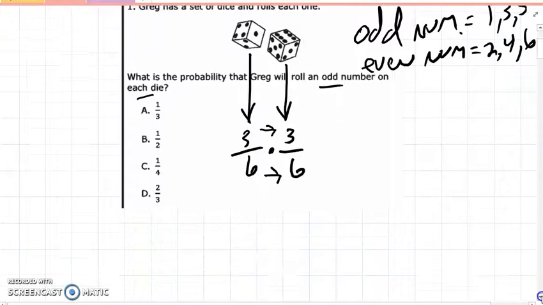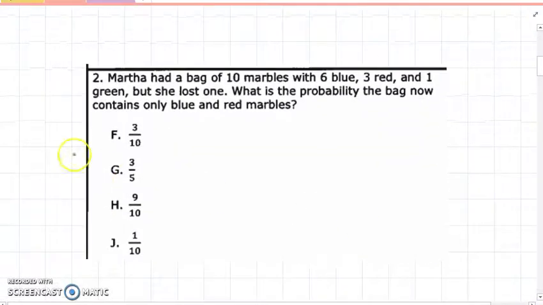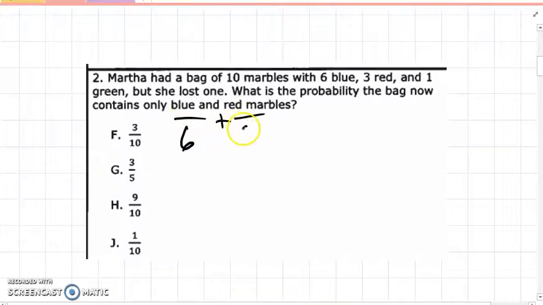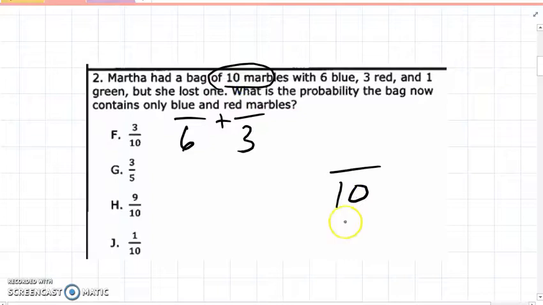Number 2. Martha has a bag of 10 marbles with 6 blue, 3 red, and 1 green. But she lost one. What is the probability that the bag now contains only blue and red? So blue and red means plus. How many blue and red are there? Well, there's 6 blues and 3 reds. How many total marbles? There's 10 marbles. So 6 blue, 3 red: 6 plus 3 is 9. 9 out of 10 are blue and red.